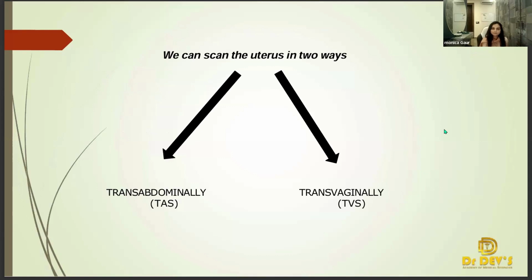We can actually scan the uterus in two ways. First of all, transabdominally. The other option is transvaginally. Transabdominally is the one which we do very frequently rather than going to the transvaginal scan. Transvaginal has its own limitations when we talk about this scanning, since the lady should be physically active. I won't say merit, I would rather say physically active. And that's the only option when we go for transvaginal scan.